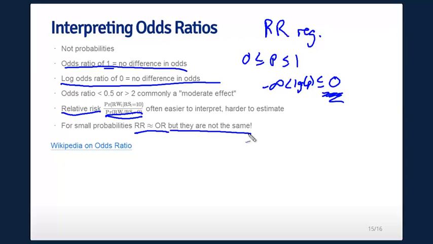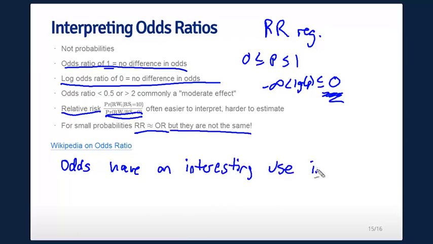So the other interesting fact about odds, and I'll add this right here. Odds have an interesting use in retrospective studies.